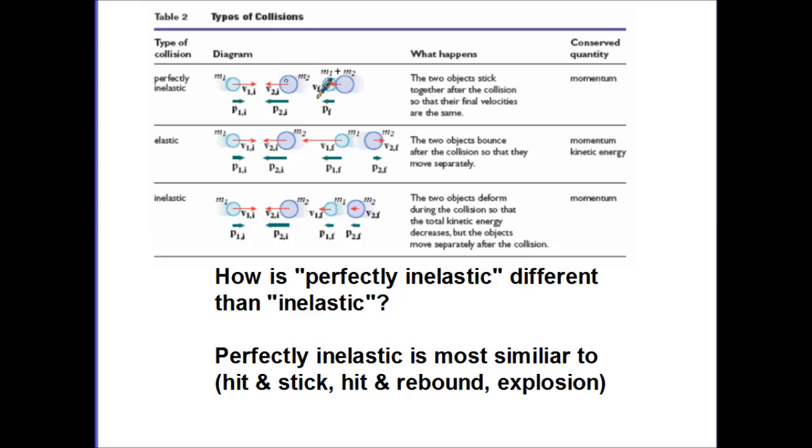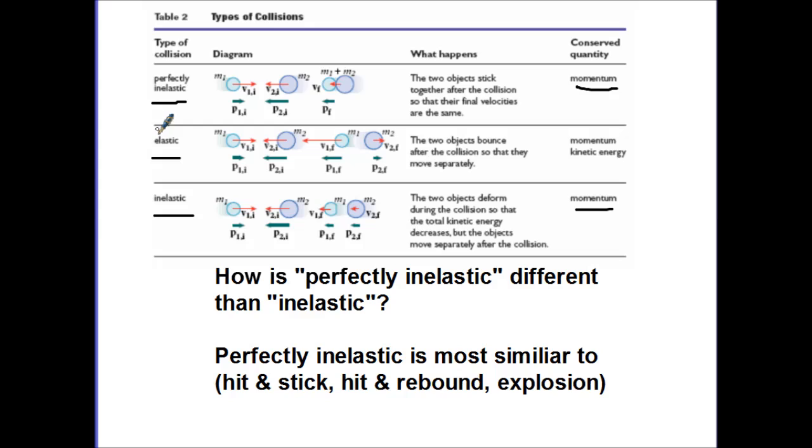Now this is from your book, this table. This is showing what happens in 3 different kinds of collisions. We have the perfectly inelastic, the elastic, and then the inelastic collisions. Momentum is always conserved in the perfectly inelastic. Momentum and kinetic energy are conserved in the elastic, and momentum is conserved in the inelastic.